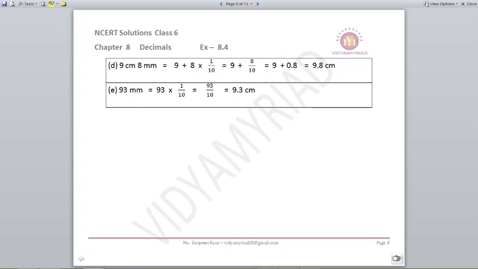D part, 9 centimeters 8 mm. So centimeters will remain as centimeters, that is 9. For 8 mm we will convert it into centimeters, so it will be 8 upon 10. It becomes 9 plus 0.8, which is equal to 9.8 centimeters. Next is 93 mm. So 93 upon 10 becomes 9.3 centimeters.